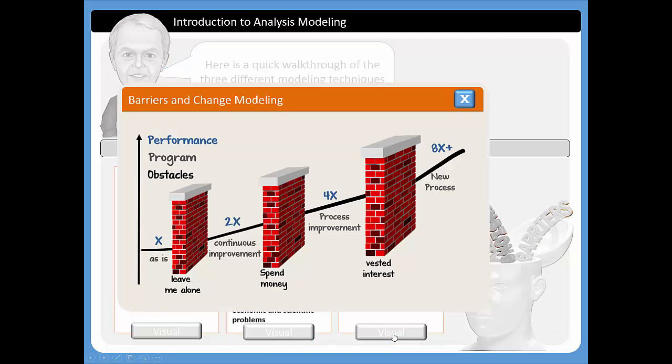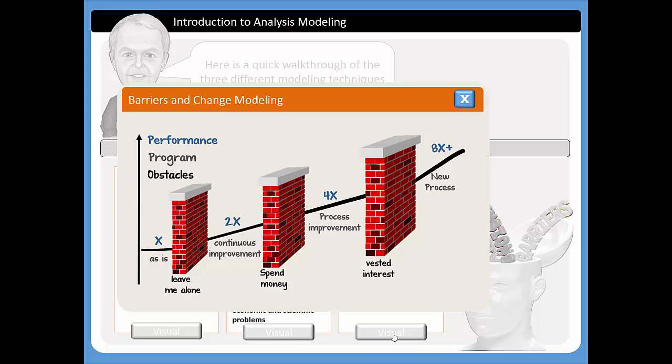So a visual example of that is, as the performance goes up, you see that you have continuous improvement programs. However, you can actually do a continuous improvement program without spending any money. You spend some money if you're going to do a process improvement program, and if you're going to actually generate a new process, then you're probably going to have to break through the vested interest. The point here, though, is that you don't say I'm going to do a new process. You don't say I'm going to do continuous improvement.